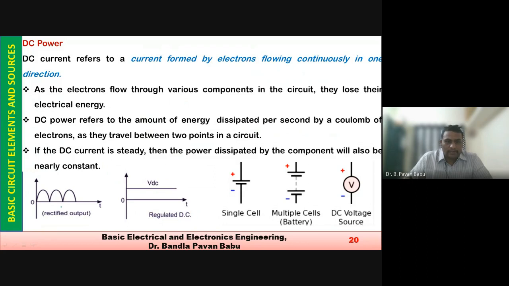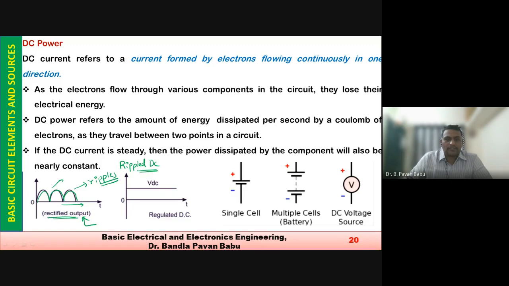Now coming to this graph. This is the rectified output. This is also a DC. Throughout the time period there are certain cycles, half cycles, and we call them ripples, or rippled DC. So this is also accepted. In further classes we will discuss why this output is generated.